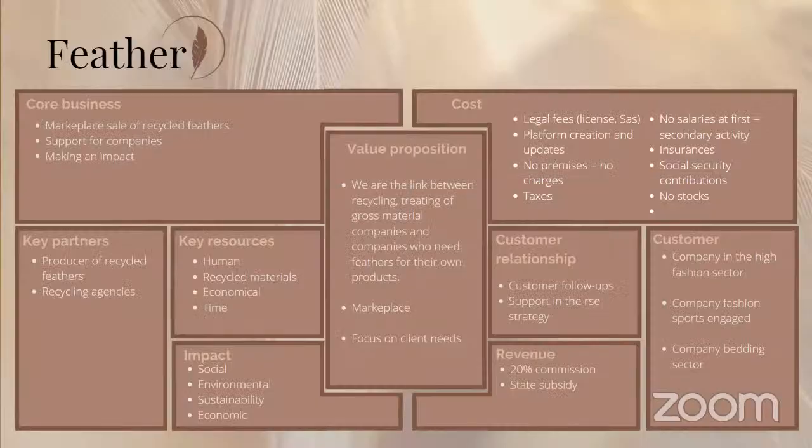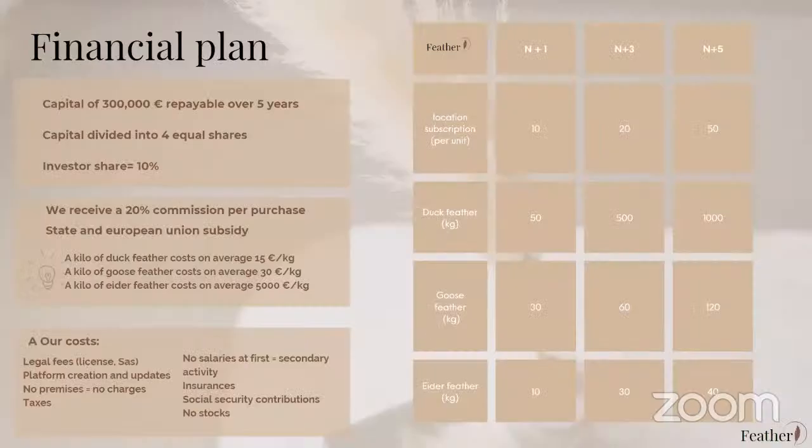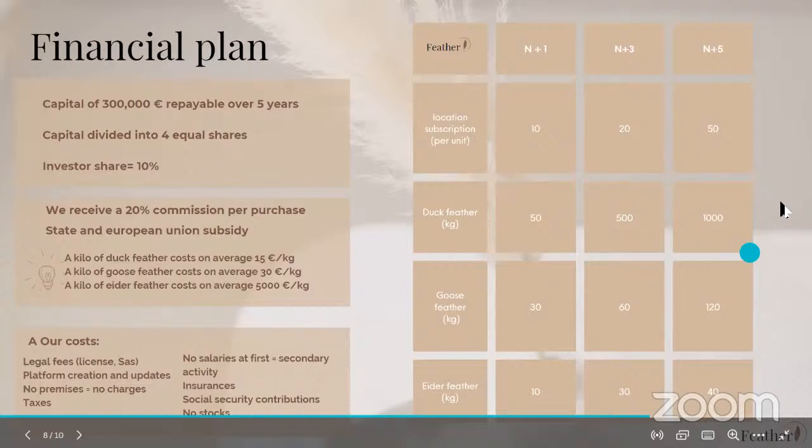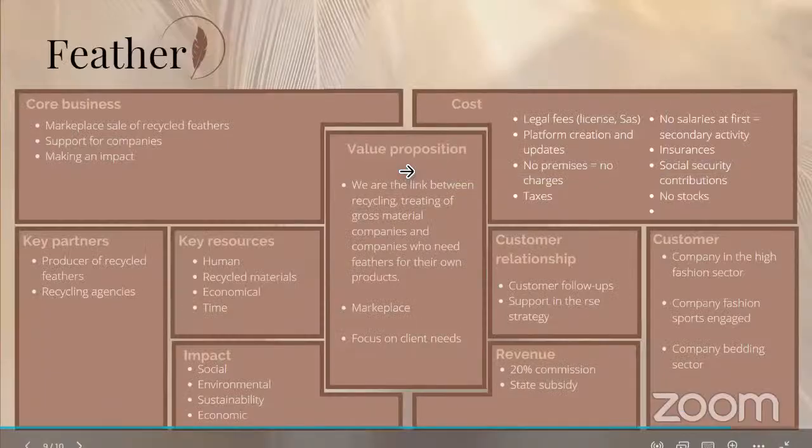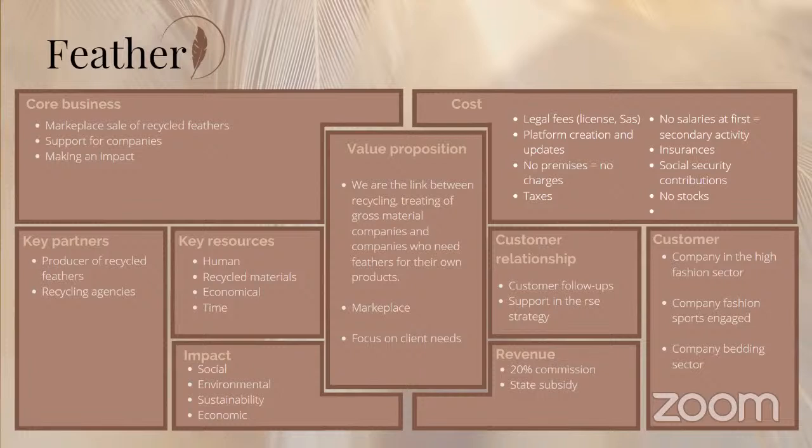We have the example of what we will have in terms of products here. And our value proposition is the most important thing to remember about us: we are the link between recycling and treating of raw materials companies and companies who need feather. We are a marketplace. We do not offer our own products, but we help people get the products they need for the clients they need. Thank you.